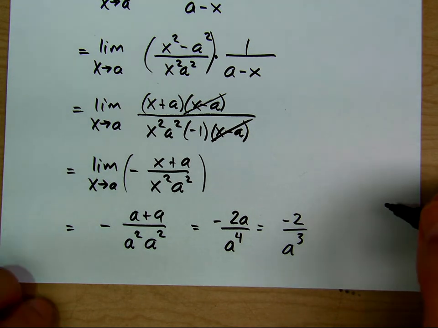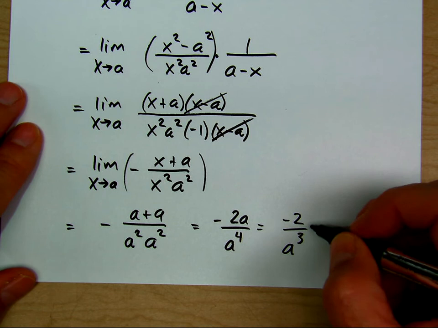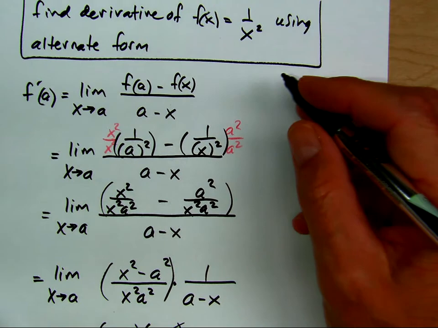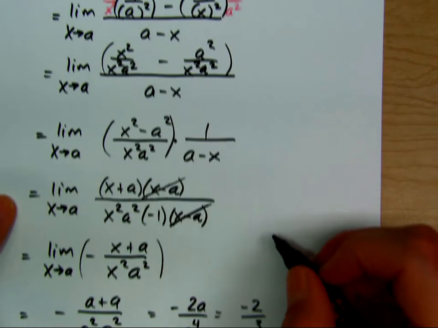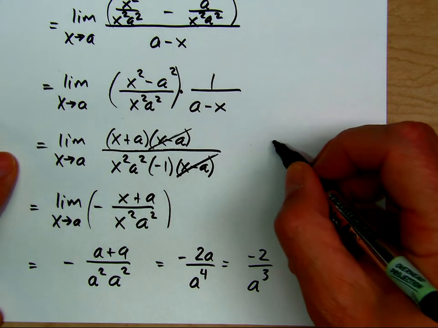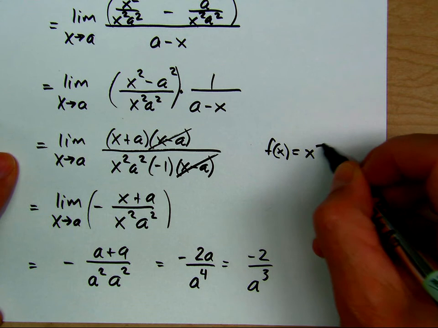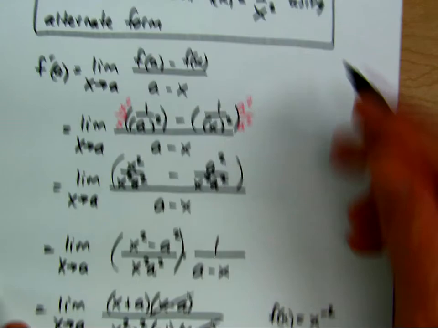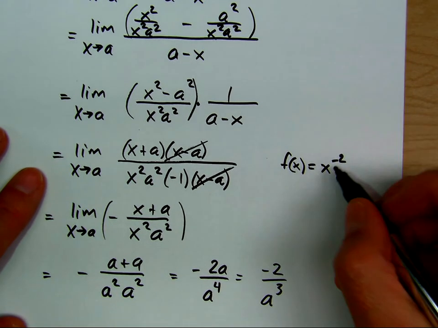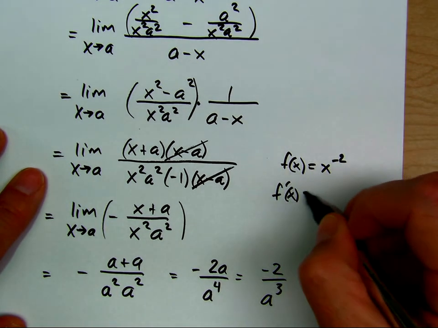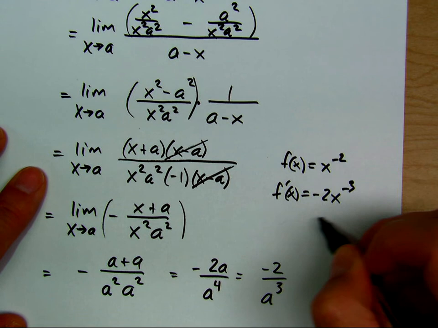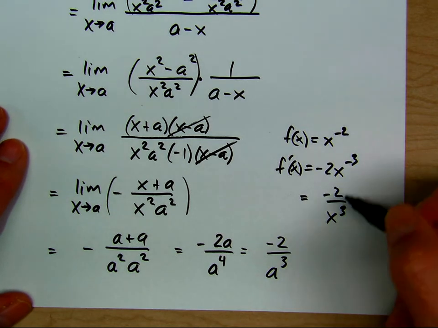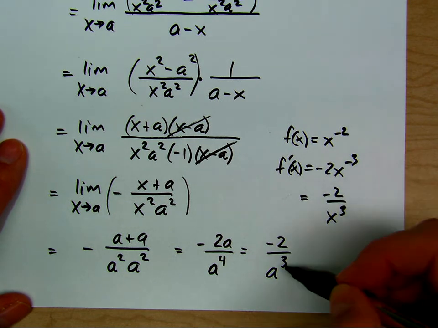All right, and we can also verify that with the power rule. So if we have 1 over x squared, and we just wanted to do the derivative without a limit, f of x equals x to the -2. So instead of 1 over x squared, let's write it as x to the -2. X to the -2, that's -2x to the -3. It's just a little shorter. So we see that it's the same.